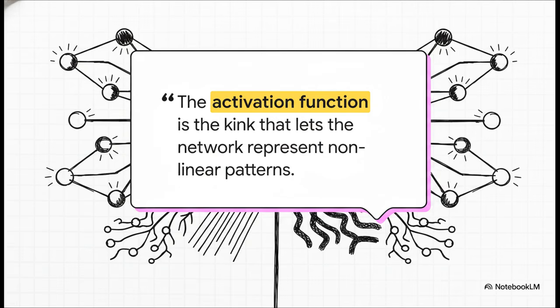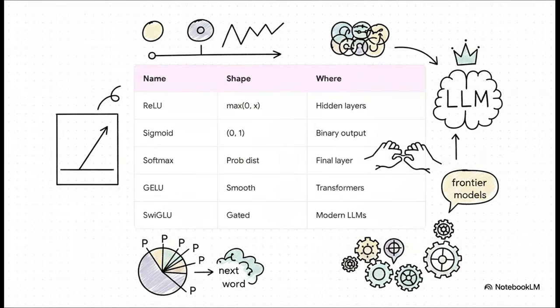The absolute game changer here is the activation function. It provides this crucial, nonlinear spark. It's basically the mathematical kink that allows the network to break out of straight lines and actually start understanding the messy, complex, nonlinear patterns of the real world. It's actually pretty fascinating to look at how the menu of these nonlinear ingredients has evolved over time.